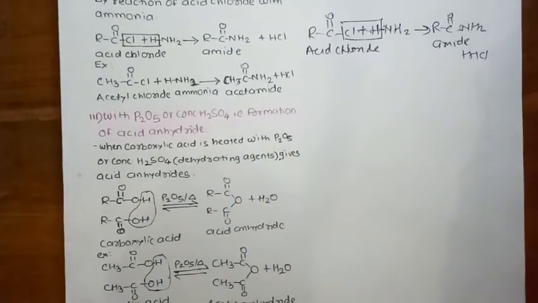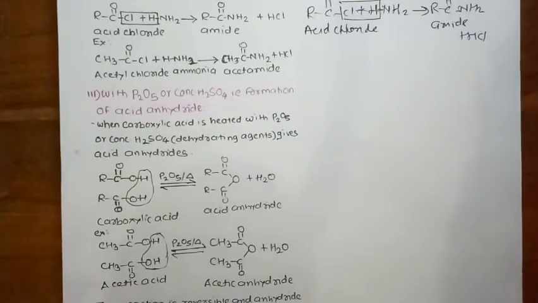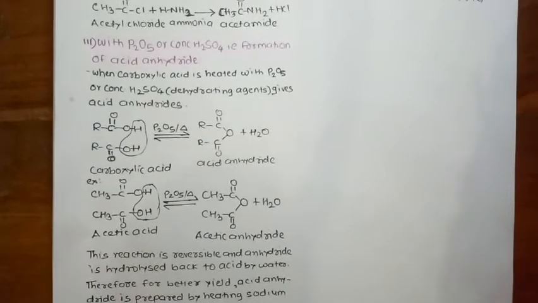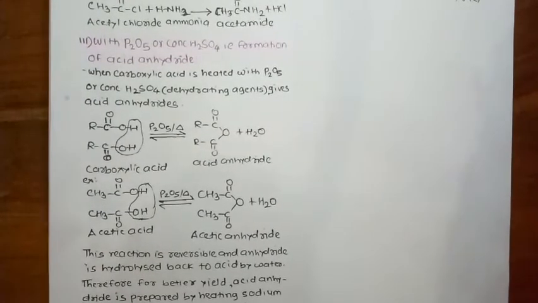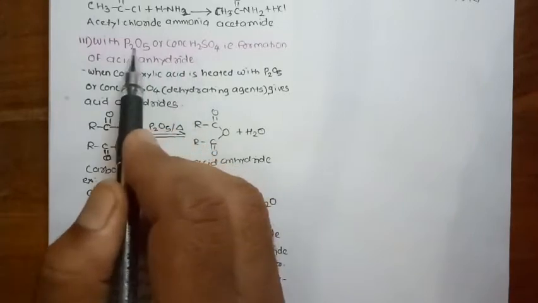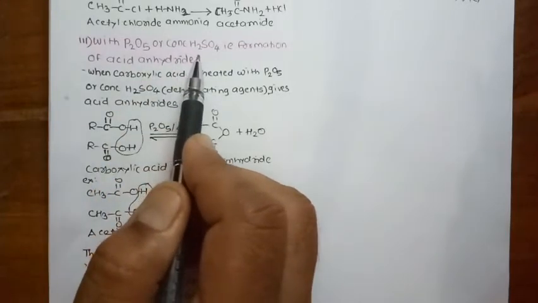Now that is about the reaction of carboxylic acid with ammonia. Now the second one is with P2O5 or concentrated H2SO4, that is, phosphorus pentoxide and concentrated H2SO4.